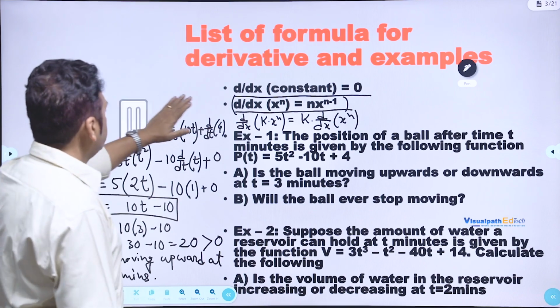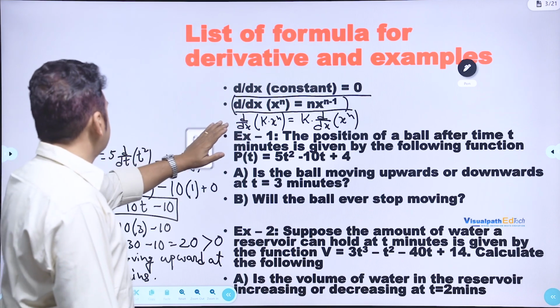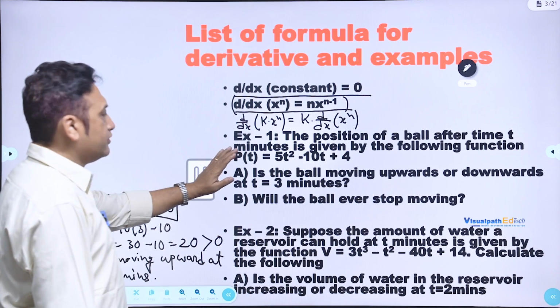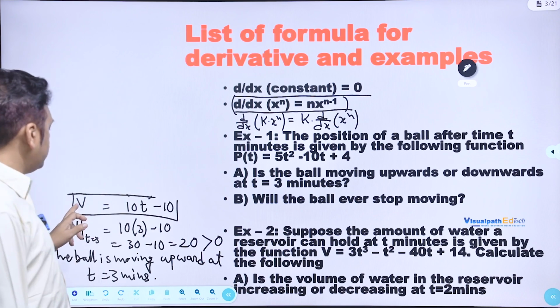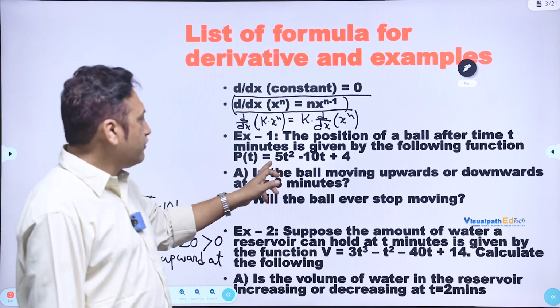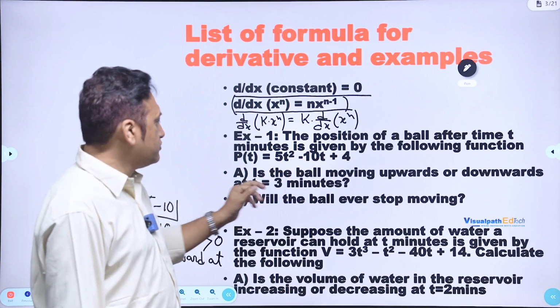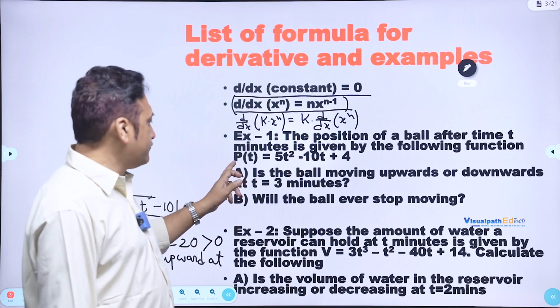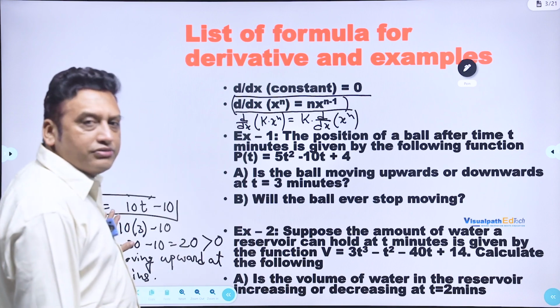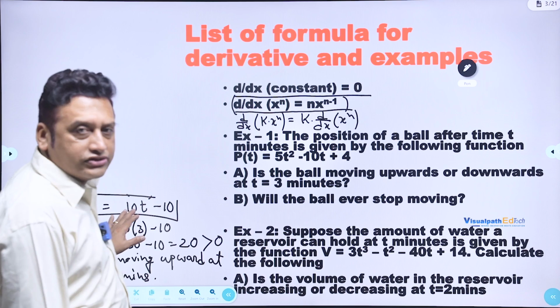So, I am not going to erase the complete steps that I have done. I will just skip the velocity part. We know that v is equal to 10t minus 10, that we have calculated from here, 5t square minus 10t plus 4 by doing the derivative of p(t) with respect to t. So, I am keeping it here because we will be using it, we need to use it.